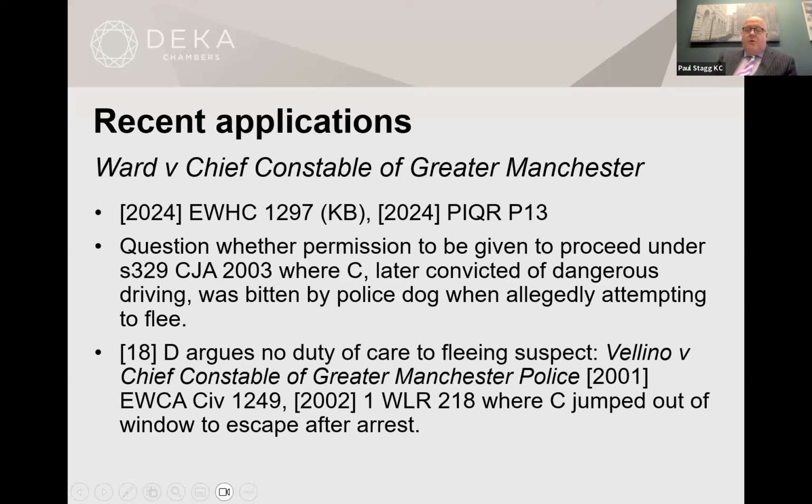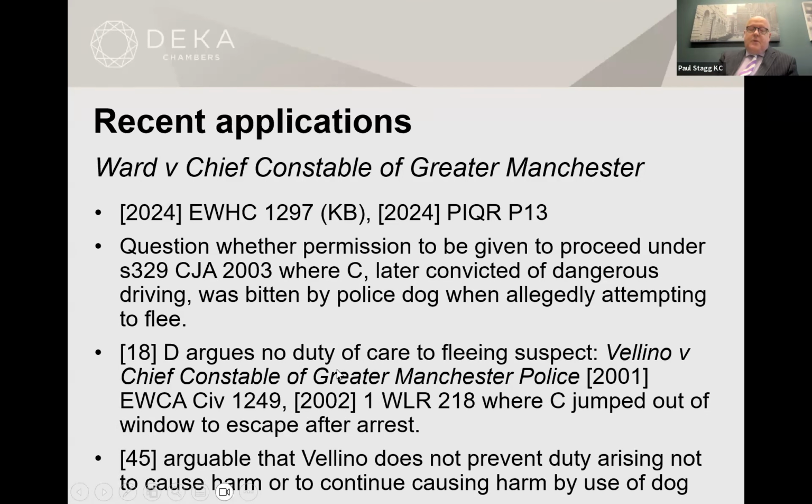The defendant's argument was, we don't owe a duty of care to the claimant here, because in the case of Bellino, where the claimant jumped out of a window to escape after he was arrested, the police were not held to owe any duty of care to him. The master says, well, I think it's arguable that Bellino did not prevent a duty arising not to cause harm or continue causing harm by the use of a police dog. So potentially quite an important question about when you start owing the duty of care to a detainee.